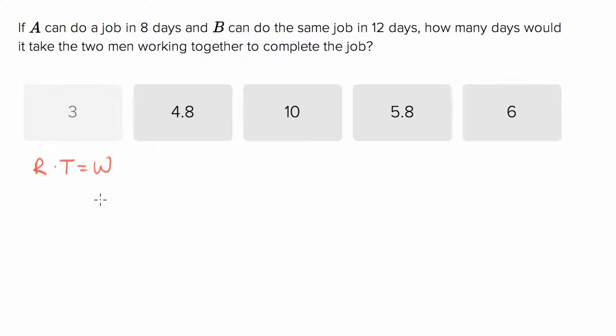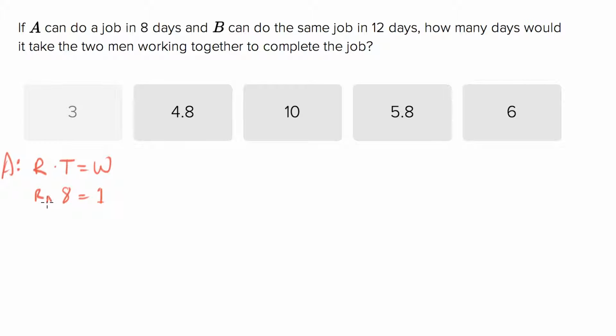Now, part of what's difficult about this question, if you struggled with it, is that they're saying A can do a job, and they don't specify what a job is. It just says it can do one job. If we try to plug into our equation, let's do this for A. A takes 8 days to do one job. Suppose you put a 1 in for W.